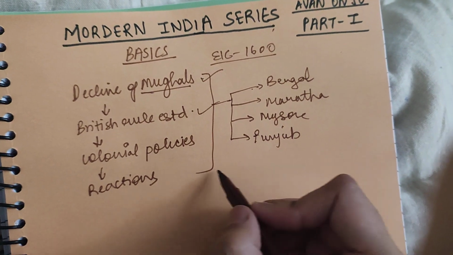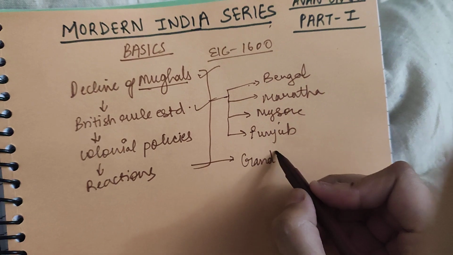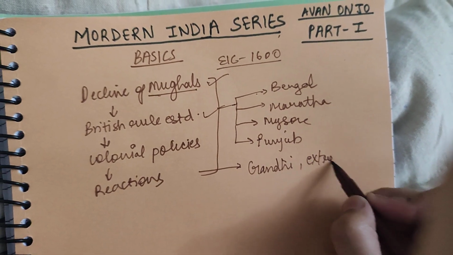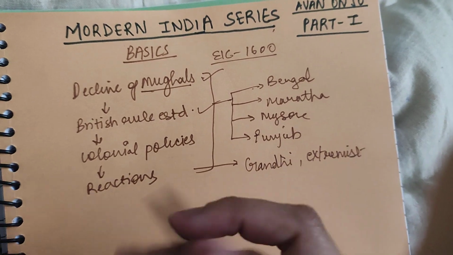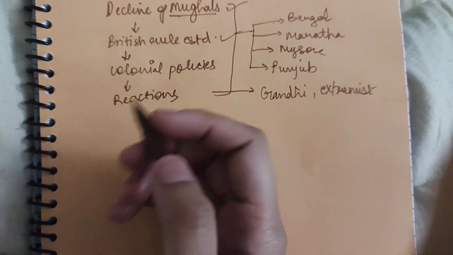Then we are going to study all the reactions, like the Gandhian era and the extremist era. We are going to talk about all of this. This is the scheme that we are going to follow. Great, now let's move forward.